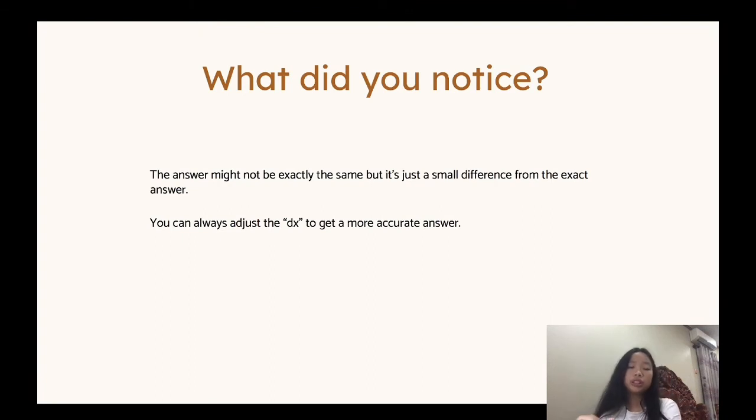So what did you notice? The answer might not be exactly the same, but it's just a small difference from the actual answer. As I told you, you can always adjust the dx to get a more accurate answer. So if you want a very accurate answer, then you adjust your dx to be smaller or less.